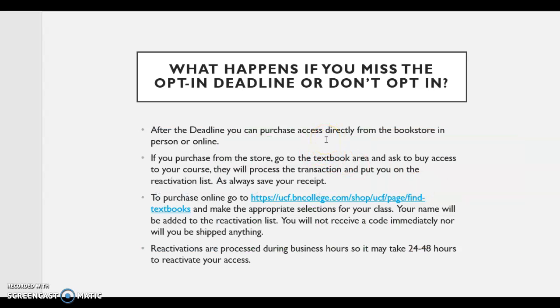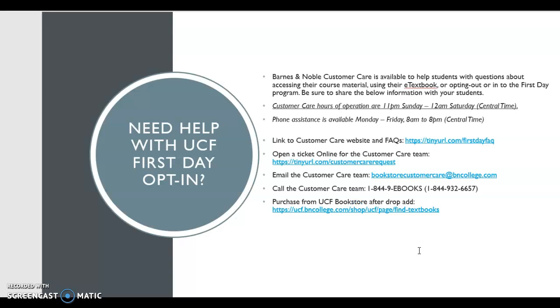Where do you purchase access after the drop/add period and after you're cut off? You're going to have to go to the bookstore and go to the textbook area or to the main bookstore website. And remember, it can take 24 to 48 hours to reactivate you. If you have questions about opting in, contact the UCF bookstore directly. You can call them at this number or go to these URLs or go to the bookstore textbook area.